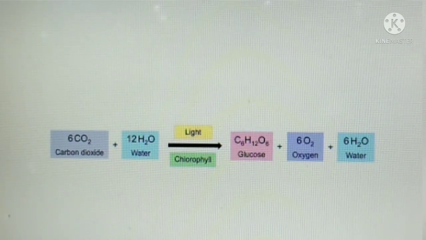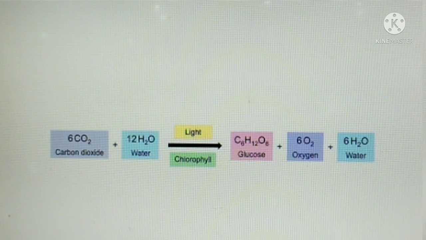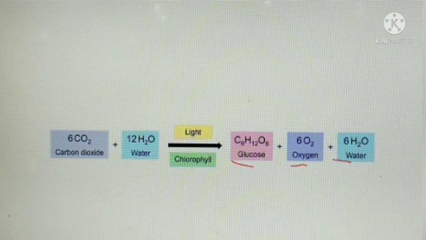This is the basic equation for photosynthesis. That is 6 molecules of carbon dioxide and 12 molecules of water, 6CO2 plus 12H2O. In the presence of sunlight and chlorophyll, it is converted into C6H12O6. That is what? Glucose. 6O2, what is that? Oxygen. And 6H2O, that is water.